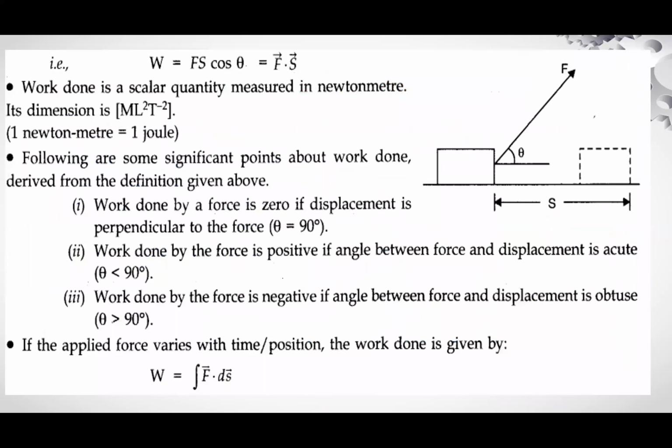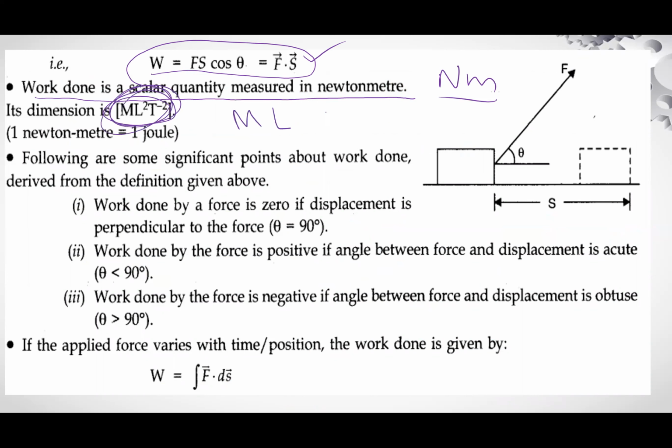Now this is the generalized equation. F dot S is also used, with S for displacement. Work done is a scalar quantity and measured in Newton meter. This is the dimension of work, M L squared T to the minus 2.